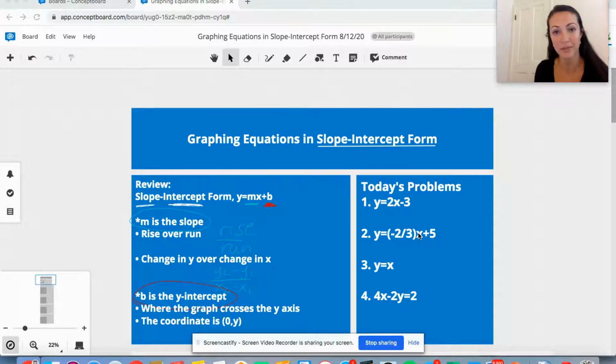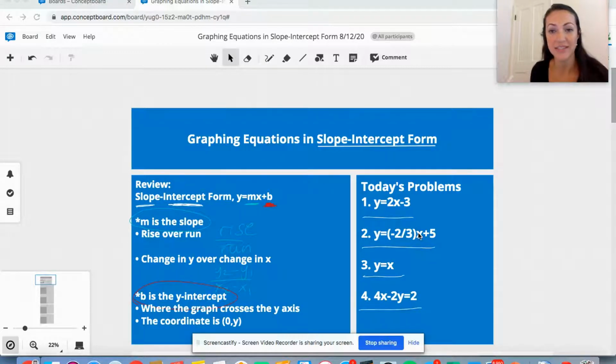We have 4 problems that we're going to work through today. They all look a little bit different. Number 1, we have y equals 2x minus 3. In number 2, we have y equals negative 2/3 x plus 5. Number 3, y equals x. And in number 4, 4x minus 2y equals 2.